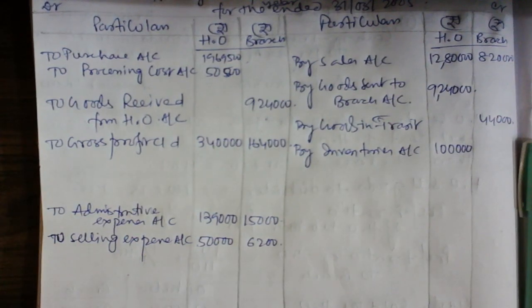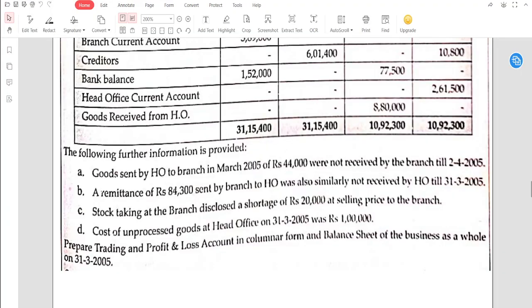Okay, one more adjustment I left out. Let's see it once. Guys, come to adjustment number C. Stock taking at the branch discloses a shortage of 20,000 at the selling price of the branch. Very good, this is a very good adjustment.